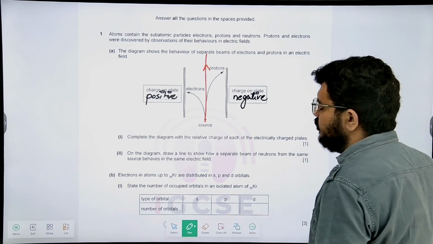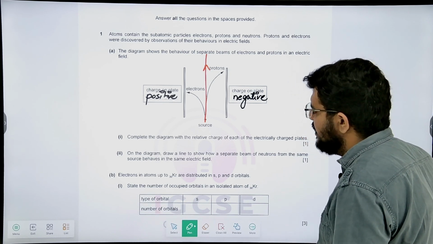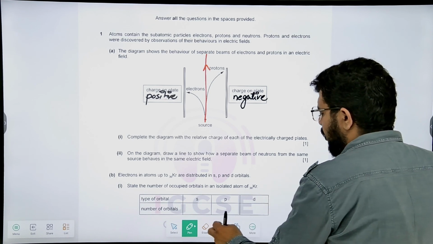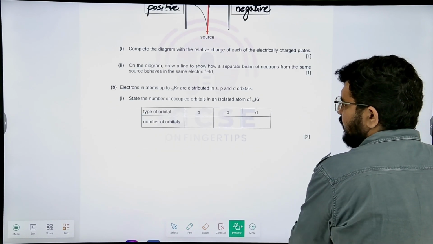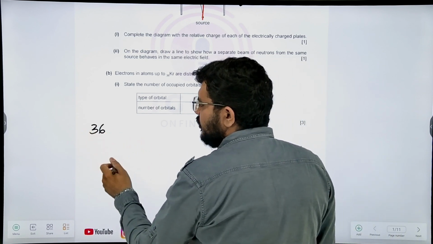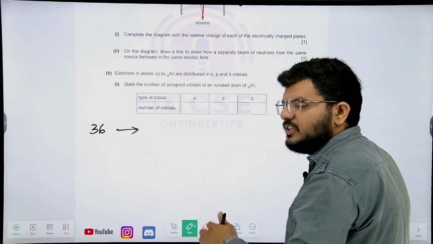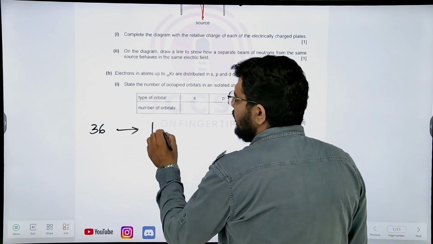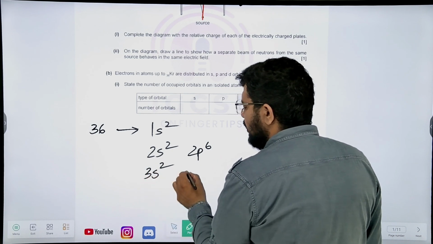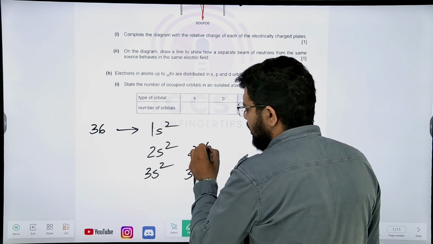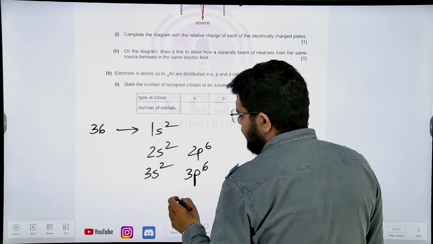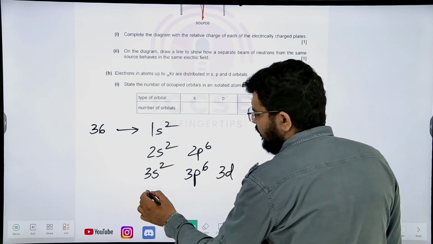Electrons in atoms up to 36 krypton are distributed in s, p and d orbitals. State the number of occupied orbitals in an isolated atom of 36 krypton. So let's write this down. It has an atomic number of 36, meaning it has 36 protons and hence 36 electrons. So 1s2, 2s2, 2p6, then 3s2 gets filled, then 3p6. So how much is this? 12 plus 6 is 18. We have to go till 36. Then we have 3d and we have 4s.